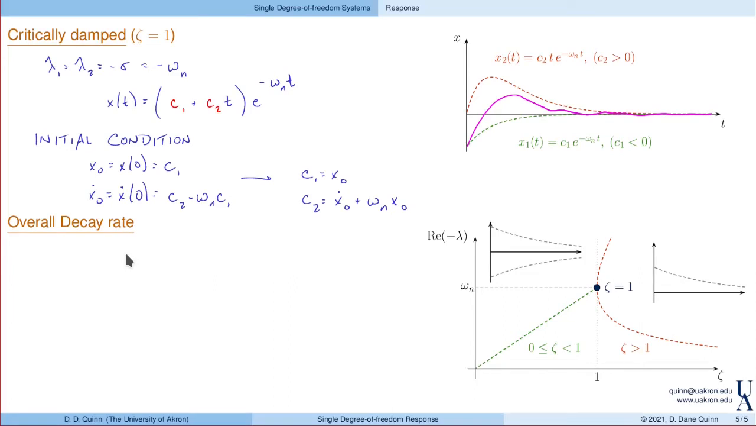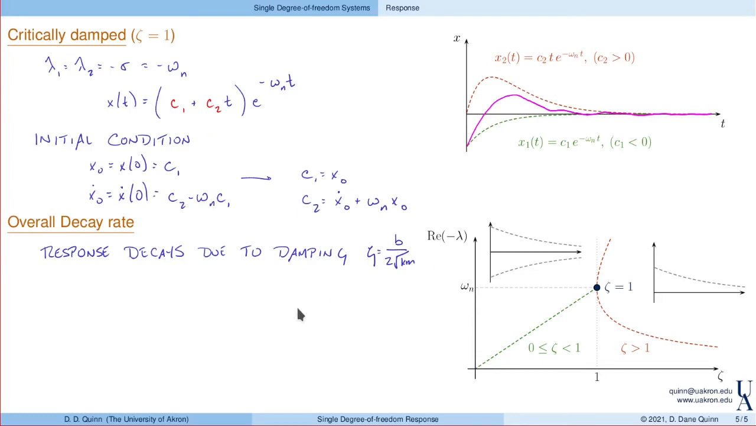The last thing we want to talk about is the decay rate. Basically, how fast does the response decay away? In all cases, the response decays exponentially, assuming, of course, there is damping. Right? And in fact, the response decays precisely because of damping. And remember that the damping ratio was B divided by 2 square root Km.